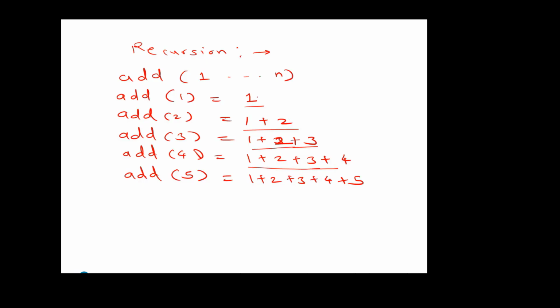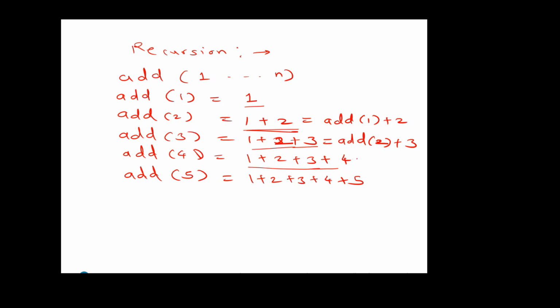So here, instead of saying add 2 as 1 plus 2, we can also say that add 2 is nothing but add 1 plus 2. So whatever the value of add 1 is, if we add 2 to that, then we get add 2. Similarly, for add 3, 1 plus 2 is also nothing but add 2. So we can say add 3 is nothing but add 2 plus 3.